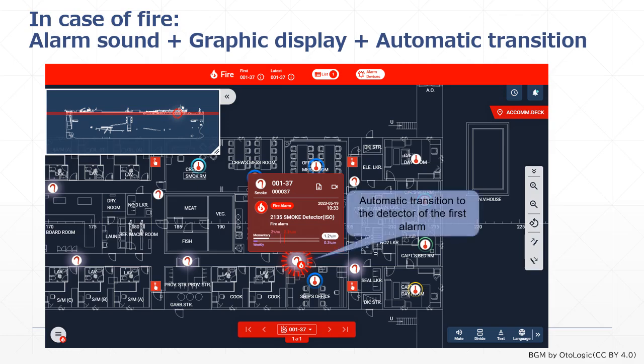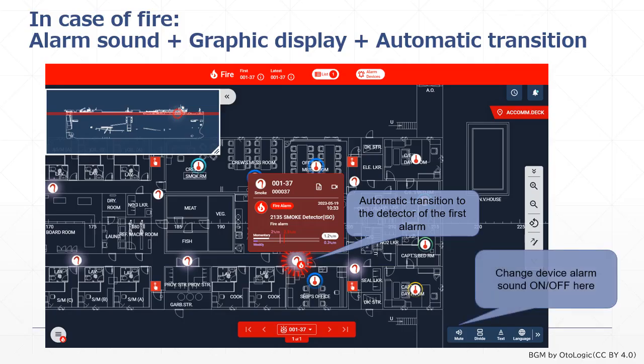When the detector detects a fire, the display switches to the graphic of a fire outbreak, the alarm sounds, and the detector that detected the fire is automatically centered. Also, the side view of the hull is displayed so that it is possible to understand at a glance which floor the fire occurred. The alarm sound can be turned on and off from the mute icon on the bottom right.